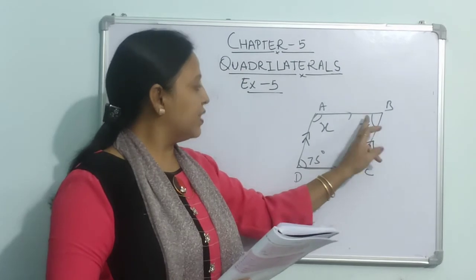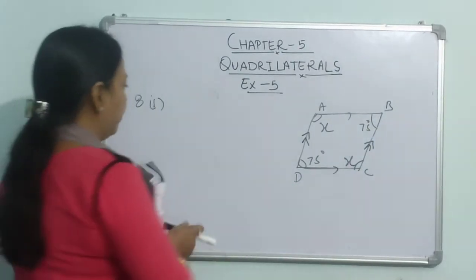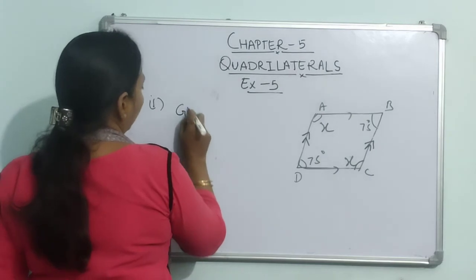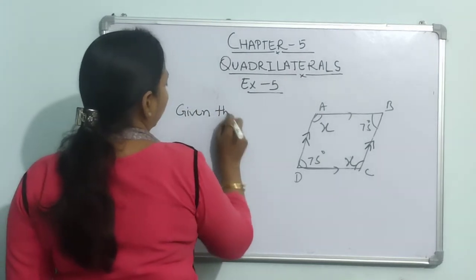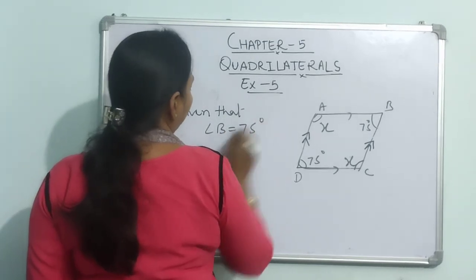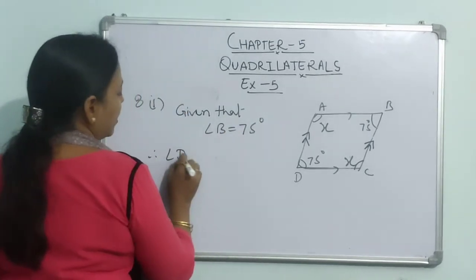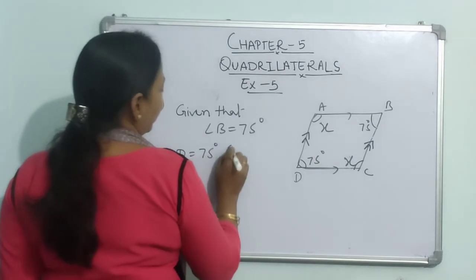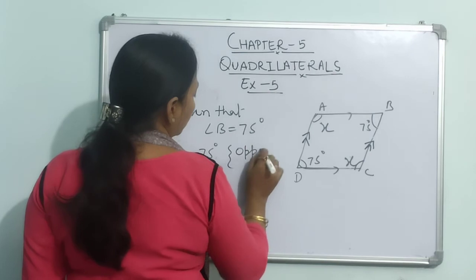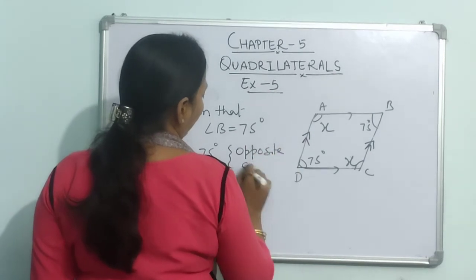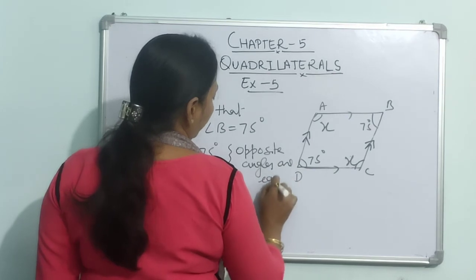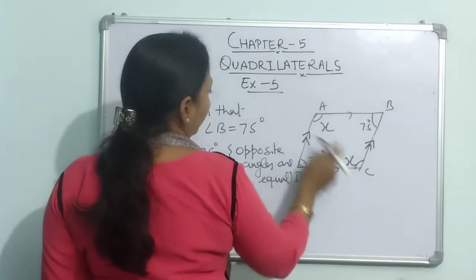Given that angle B is equal to 75 degree. Therefore, angle D is also 75. Here you can write the reason. The reason is opposite angles are equal. Now you have to find the other two angles.